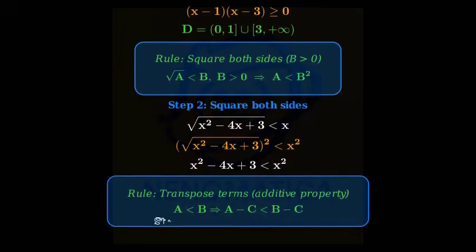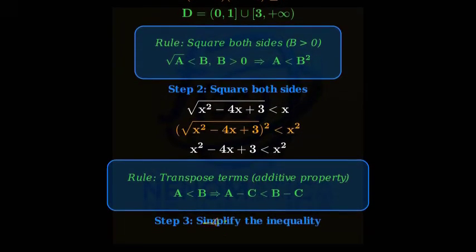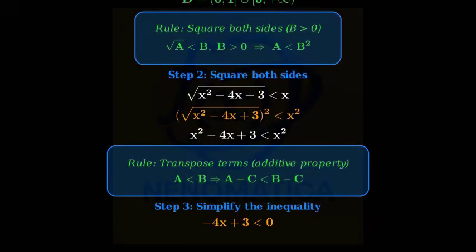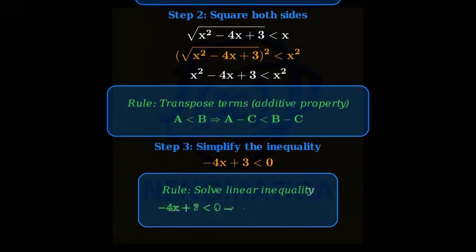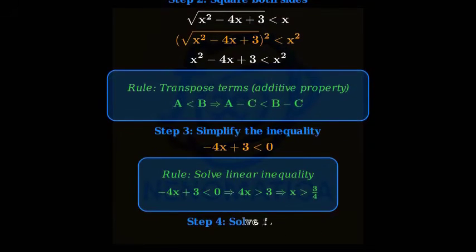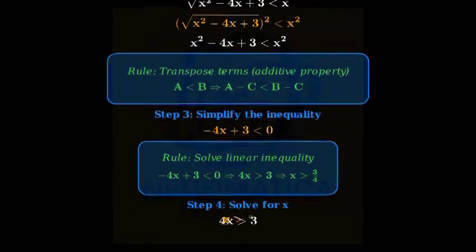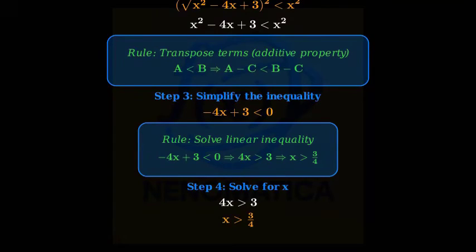Step 5. Combine with the domain we found earlier. Intersect x greater than 3/4 with D equals the open interval 0 to 1 bracket union bracket 3 to infinity. Let us visualize the answer on a number line for intuition.